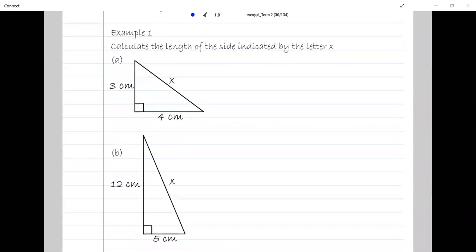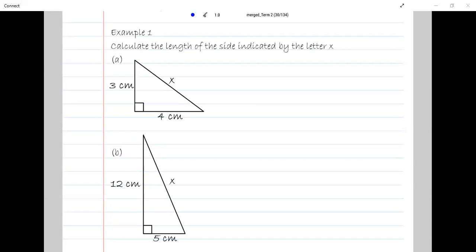Example one, please look carefully. In example one, we're asked to calculate the length of the side indicated by the letter X. Now, first of all, can everybody see that at A, what you have is a right angle triangle? Can everybody see that? Yes, sir.